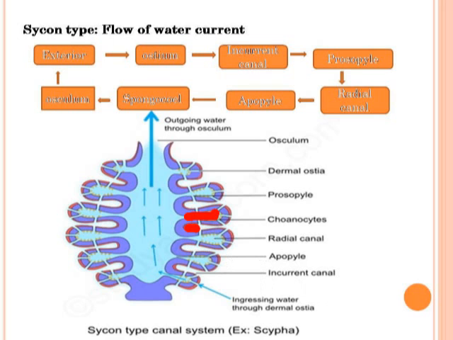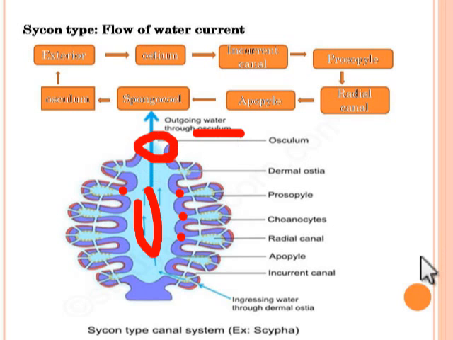Through the apopyle, this is the apopyle region. Through the apopyle, the water will reach the spongocoel. The central body cavity is called the spongocoel. Okay, and then the water can move outside by means of this osculum region. This is how the flow of water current takes place in the sycon type.